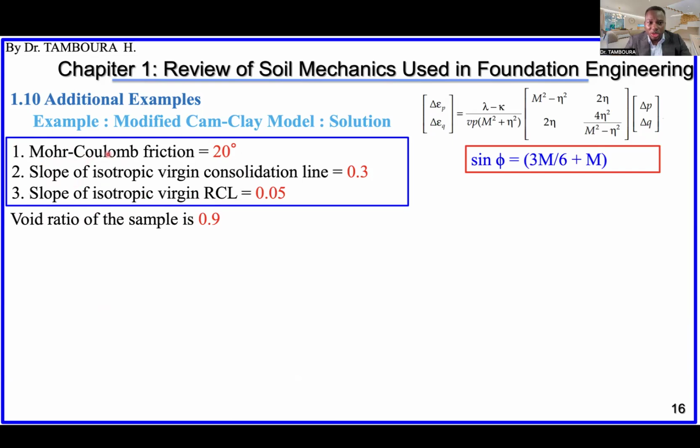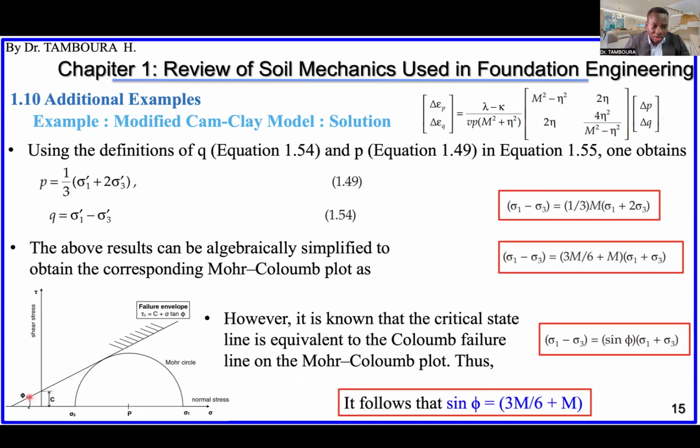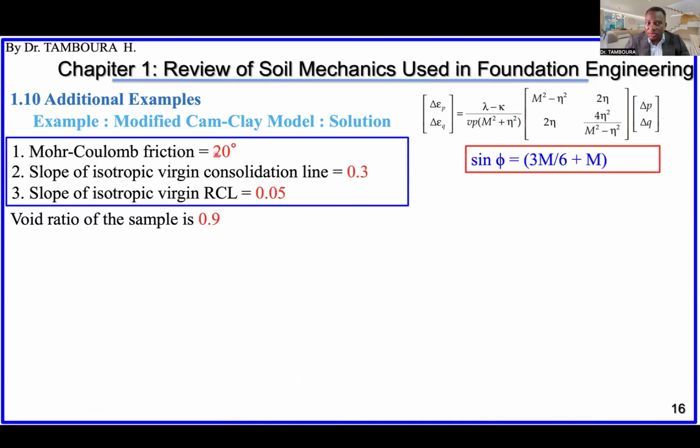Do you remember the Mohr-Coulomb friction? Phi is 20. This is just this angle here, okay? Which is our angle phi here. So it is given in the exercise, in the tutorial, in the example, okay? And by replacing this 20 here, we can easily obtain the value of M, okay? Do you agree?